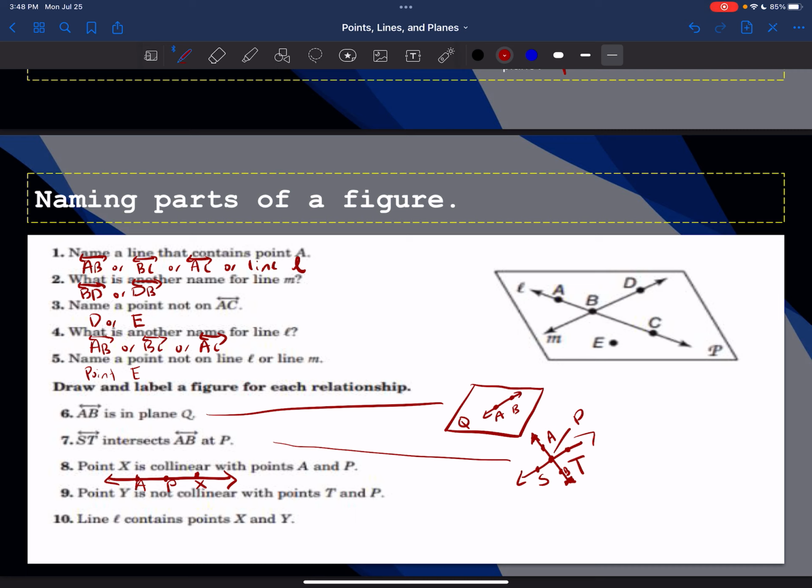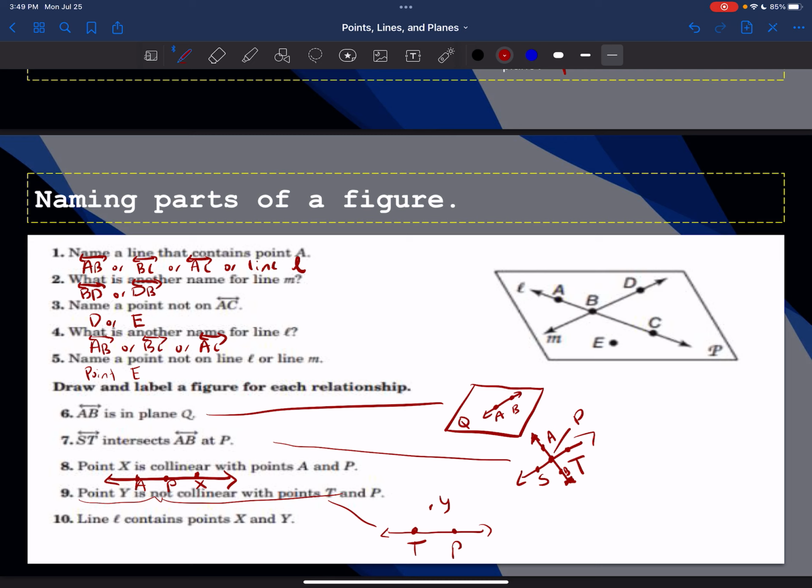Number 9, point Y is not collinear with points T and P. All right, so let's go ahead and think about this scenario. We have T and P. So I assume that points T and P are going to be on the same line, but Y is not on that line because they are not collinear, so it has to be outside.